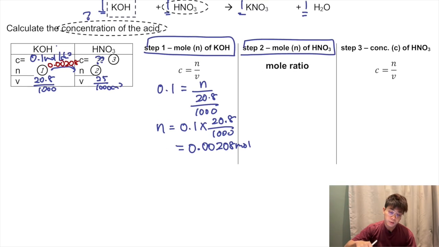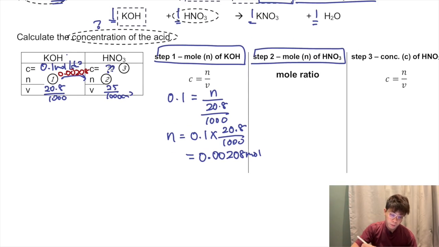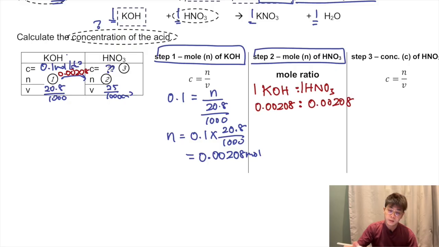Step 1 to step 2 is using the mole ratio. I want to go from the number of moles of KOH to the number of moles of nitric acid, HNO3. In the first step of my NuNKQ, it's 1:1. So therefore 0.00208 is to 0.00208. This is using my mole ratio.